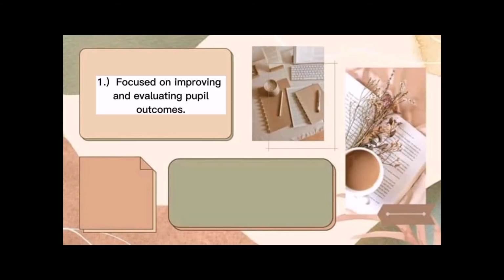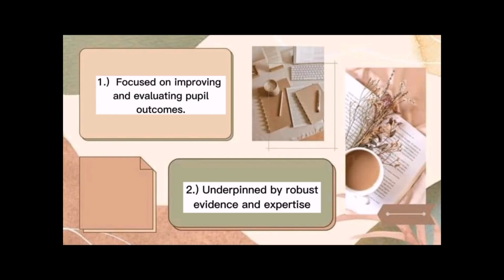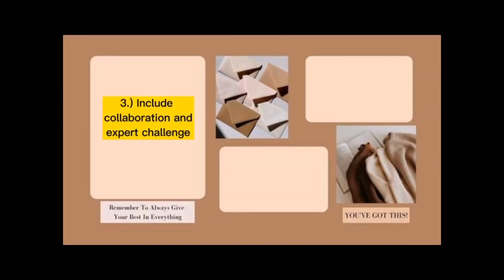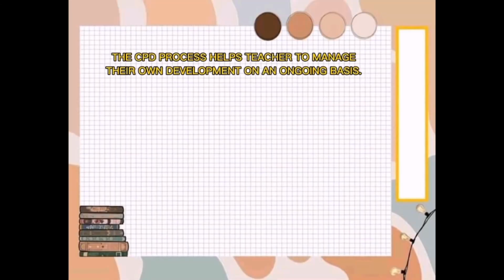Next, what should teachers do for continuing professional development? The first one is focus on improving and evaluating pupil outcomes. The second one is underpinned by robust evidence and expertise. Third, include collaboration and expert challenge. Fourth is sustain over time. And the last one is prioritized by leadership. The CPD process helps teachers to manage their own development on an ongoing basis.